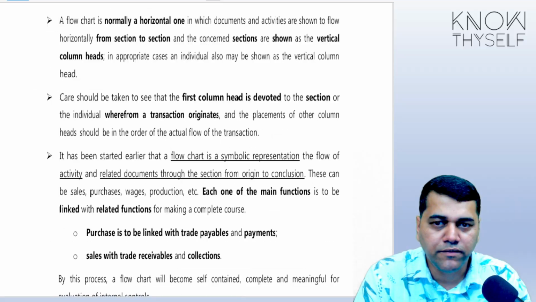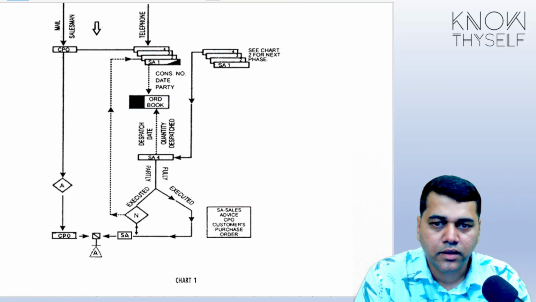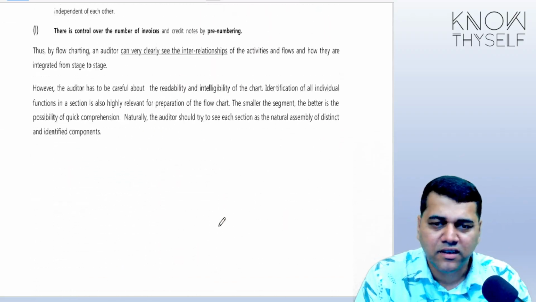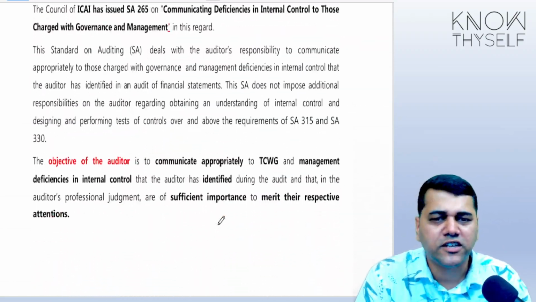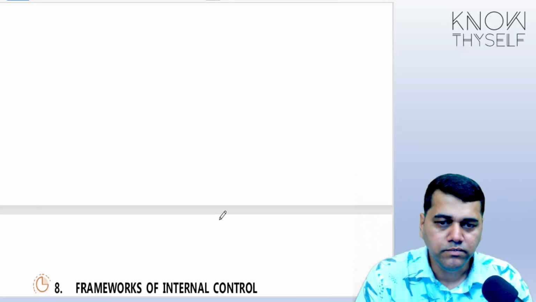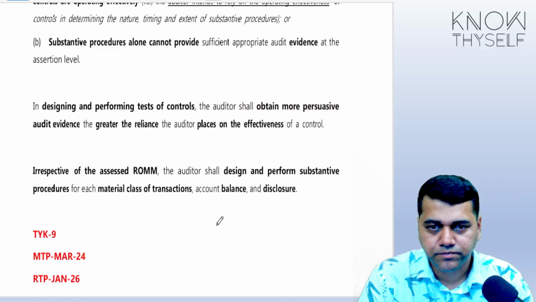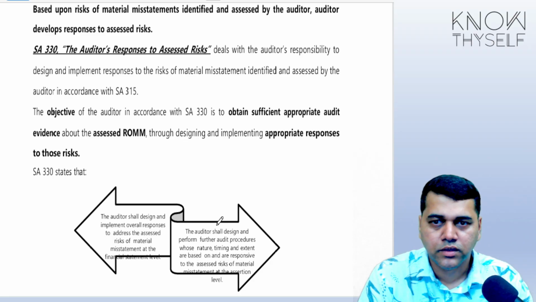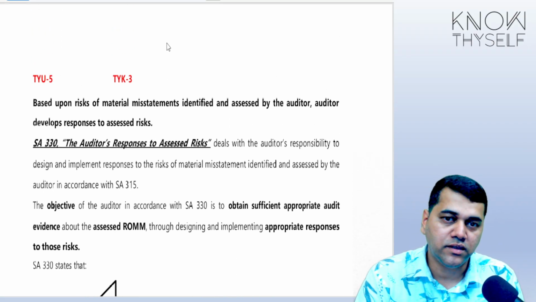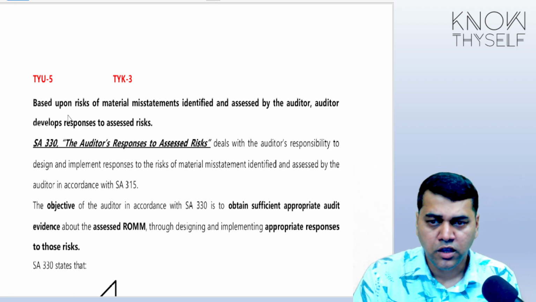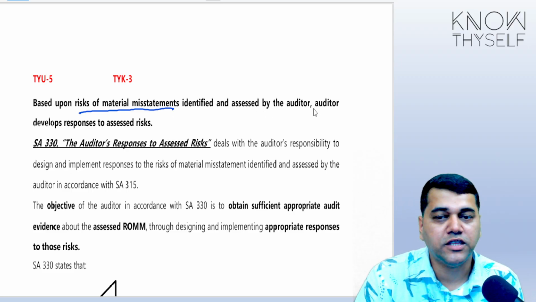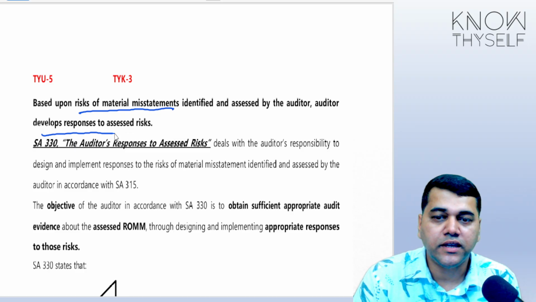Okay, now today we will speak about the response. A small concept they have added. Why they have added, I don't know, because primarily they are speaking about the test of controls, which we had already discussed. Now, since your evaluation is complete, you know that controls are good. So based on the risk of misstatement identified and assessed, the auditor will develop the response to the risk.